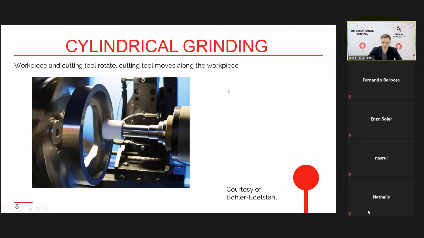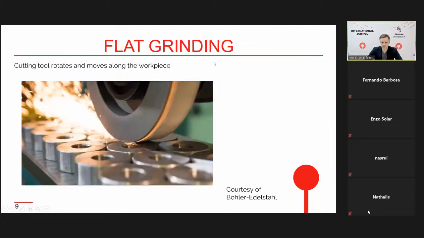Another example of grinding is flat grinding. In this case, the grinding tool rotates. The axis is horizontal in this case. The grinding tool also moves in the horizontal direction to machine these flat surfaces of parts. You can see a lot of parts on the table here that are machined simultaneously.